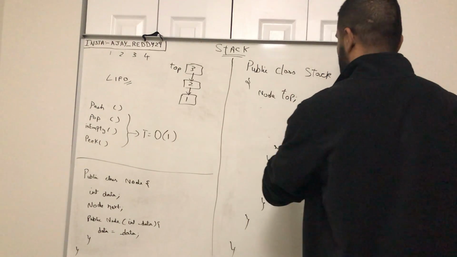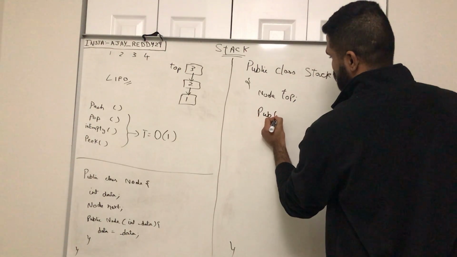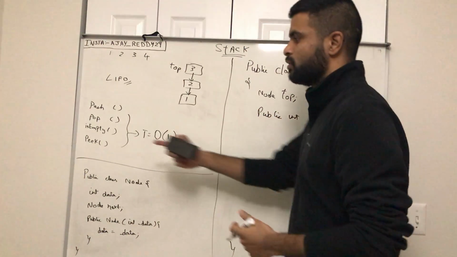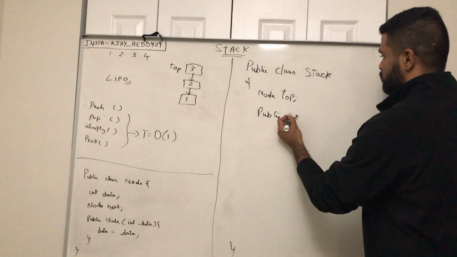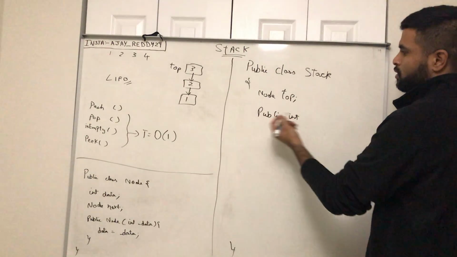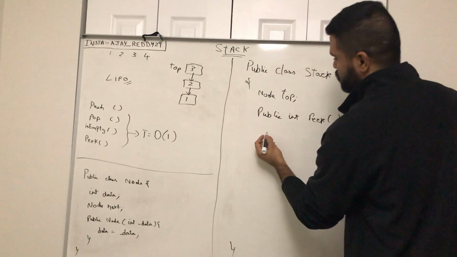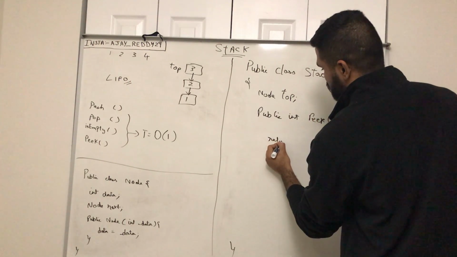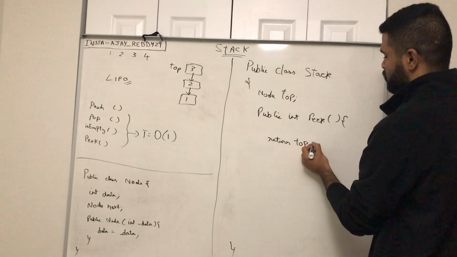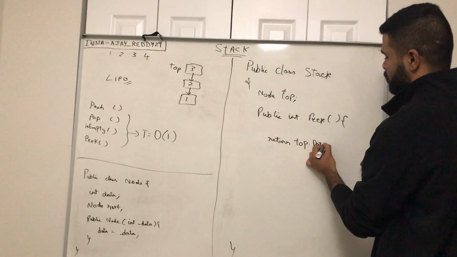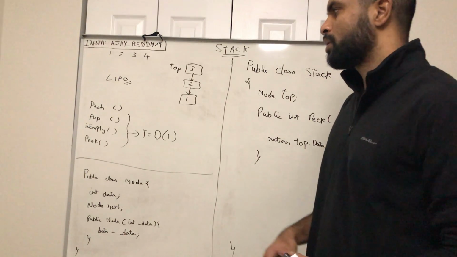Let's see how we can implement peek. Public. So peek is the function where we will actually return the element which is at top. For that the return type would be int, and I will name it peek. Then I'll just return the element which is at top, that is top dot data. Okay, so that is the implementation of the peek function.